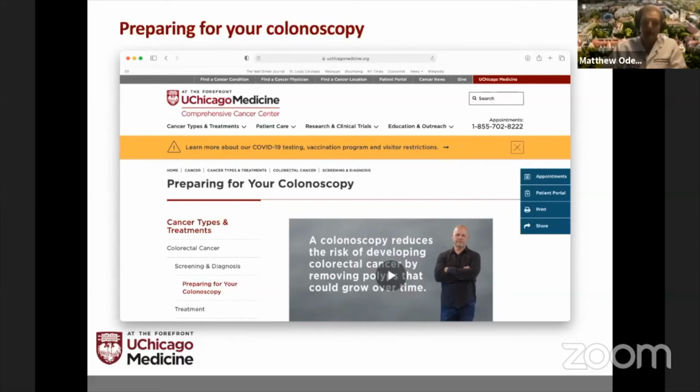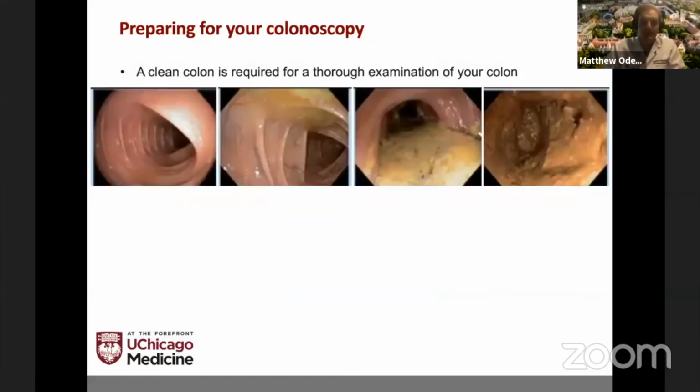So if you Google University of Chicago colonoscopy prep instructions, it will take you to this page, and there's many links that we don't have time to go over today, but I would encourage you, especially a couple of weeks before, if you're having a colonoscopy, to take a look at this site. But one of the main things that everybody knows about who's been scheduled for a colonoscopy is that a clean colon is required for a thorough exam of the colon.